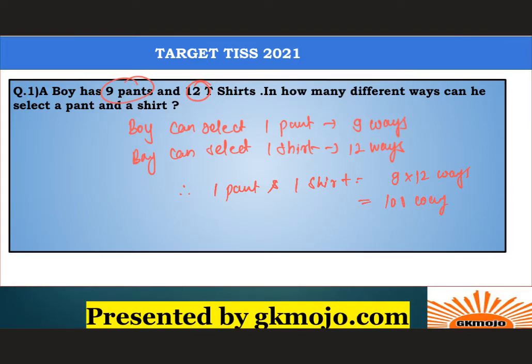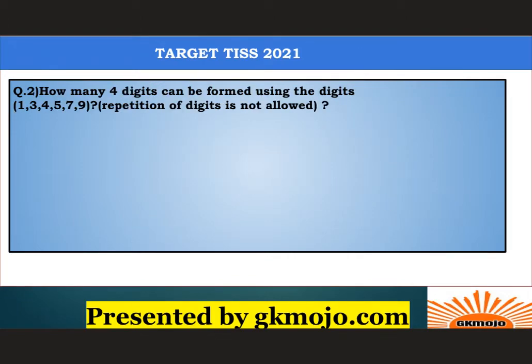And how did I know that I have to multiply? See this "and". Whenever you have "and", you have to multiply. Whenever there is "or", you have to add. Always keep this thumb rule in mind. So the correct answer over here is 108 ways. Let's have a look at the next question.